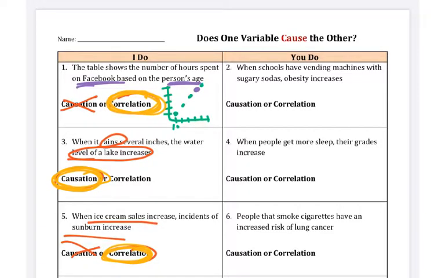Okay? Number 6. When people smoke cigarettes, they have an increased risk of lung cancer. Is that causation? Does smoking cigarettes cause an increased risk of getting lung cancer? Causation or just a pattern? Does one thing cause the other to happen? Okay, a couple more.